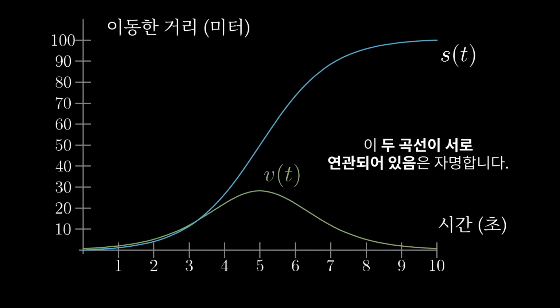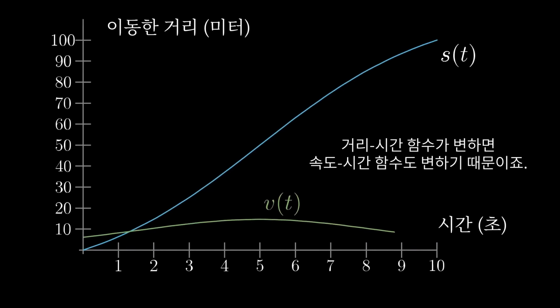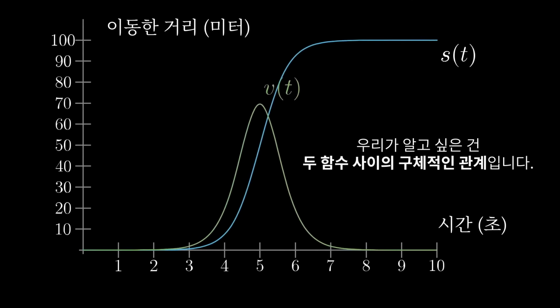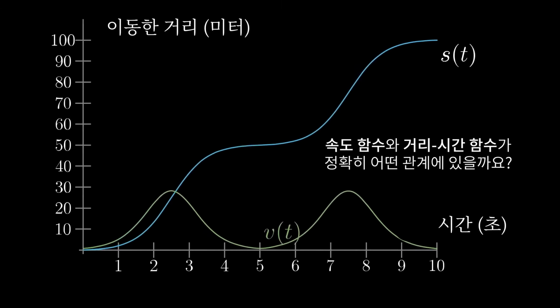And these two curves here are definitely related to each other, right? If you change the specific distance versus time function, you're going to have some different velocity versus time function. And what we want to understand is the specifics of that relationship. Exactly how does velocity depend on a distance versus time function?